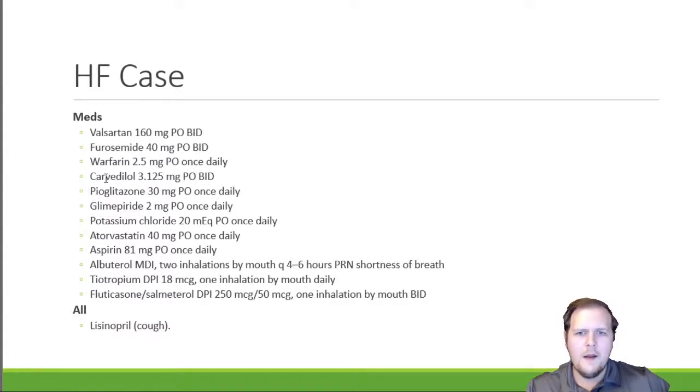Other than that, sugars look okay. Do you need to stop the atorvastatin or the aspirin? Probably not. The warfarin looked okay where it's at. So really, the acute issue here is the fluid you need to get rid of, and so that's where something like a thiazide could be very beneficial, right?